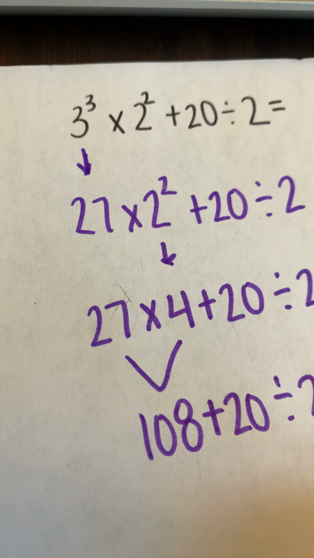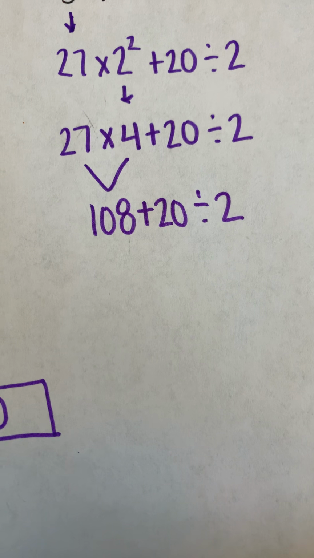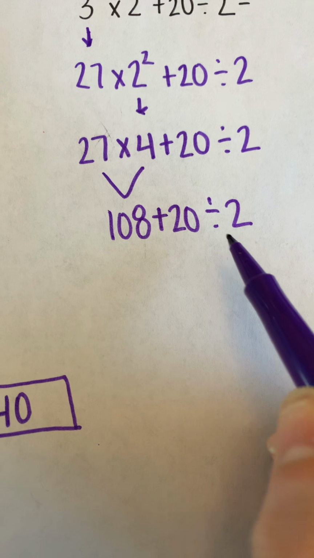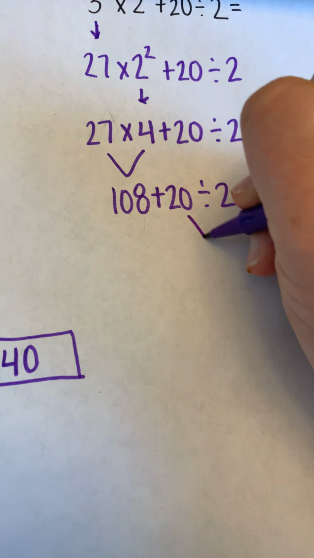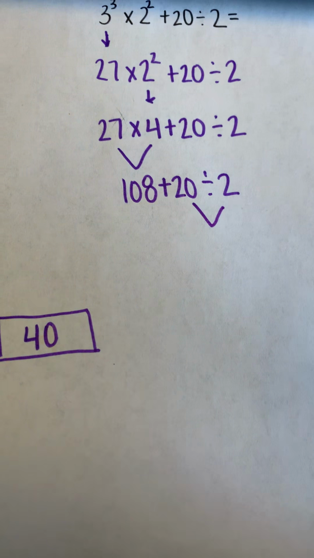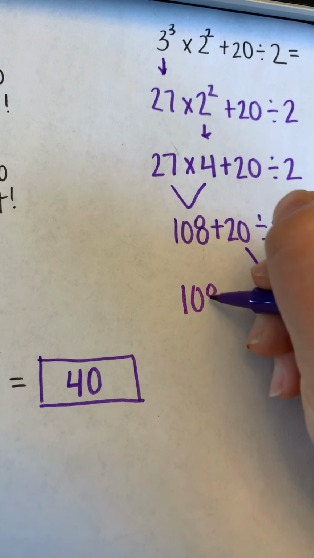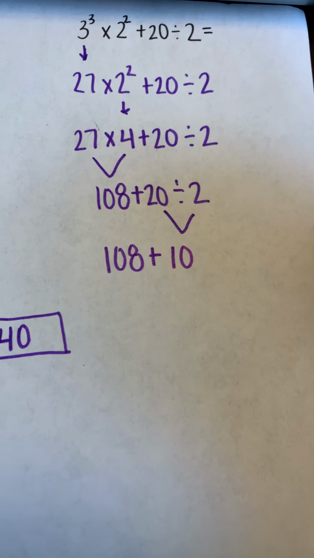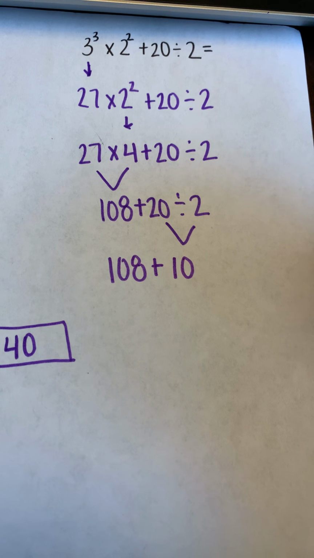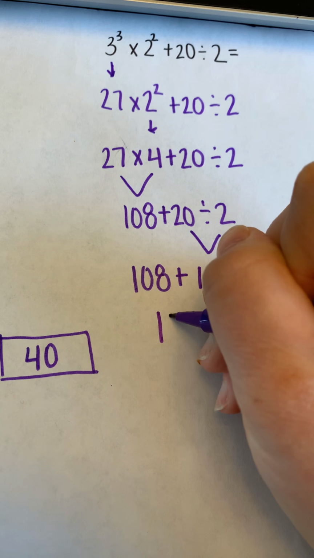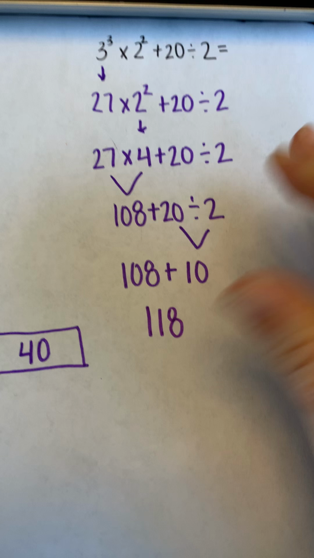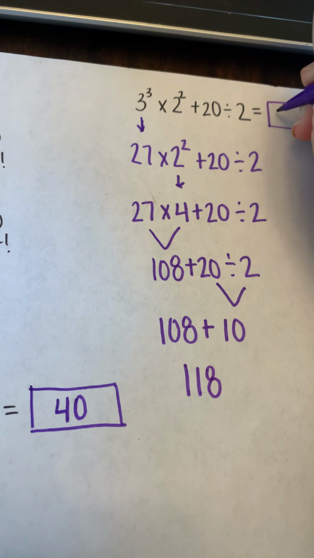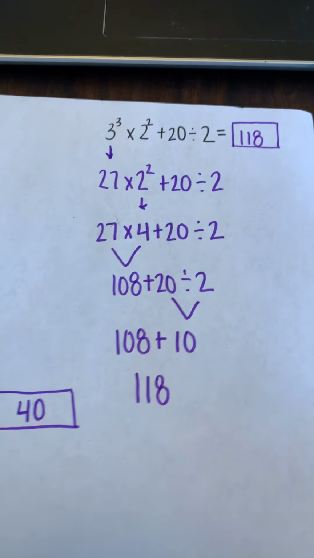Now, from left to right, I have to see if I have any more multiplication or division. If I start on the left, I hit an addition sign. I don't want that yet, but I then hit a division. 20 divided by 2. So I'm going to write my 108 plus, I know that 20 divided by 2 is 10. Now I just need to add 108 plus 10, and I know that's 118. So in my box, in Buzz, I would write the number 118. But let's make sure that we did that right.